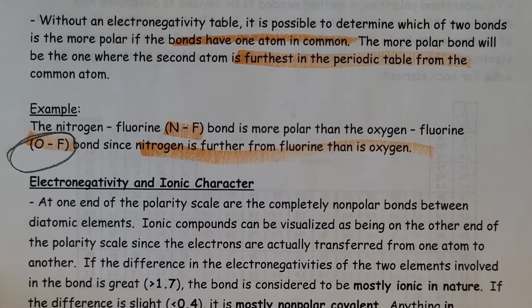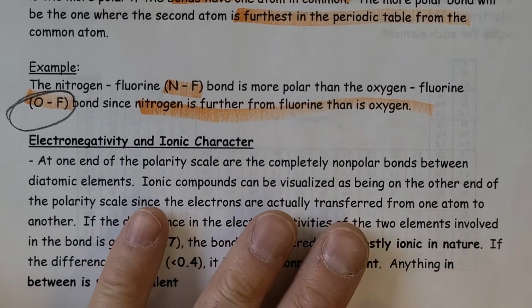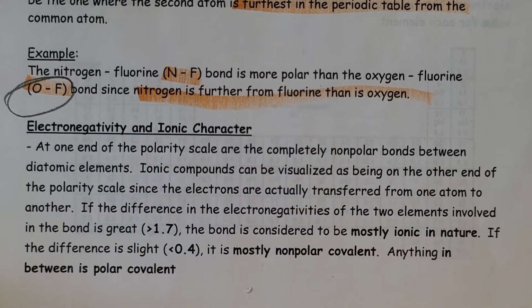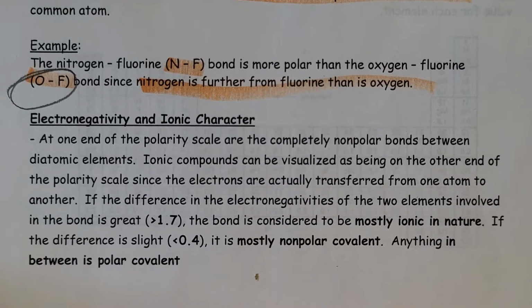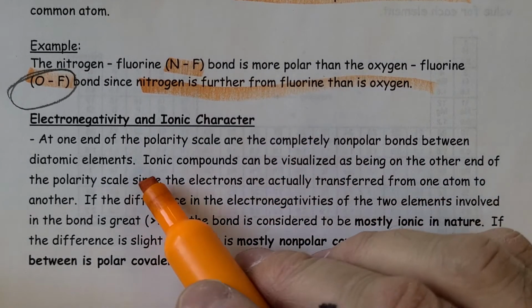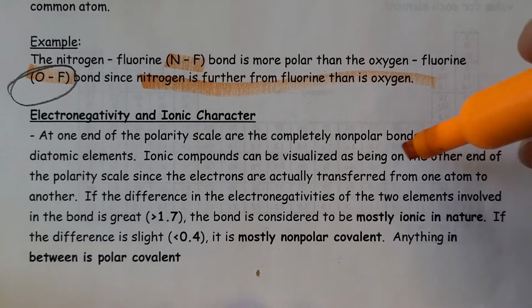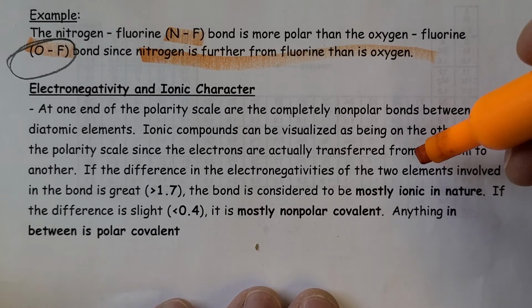All right. So electronegativity and ionic character. So here's where we kind of look at, okay, so how do I know what difference is going to be what? Well, that's where this comes into play. So at one end of the scale, we have completely nonpolar bonds between diatomic elements, and then ionic compounds can be visualized as being on the other end of the polarity scale, in which we have a complete pulling of an electron from one atom to another.